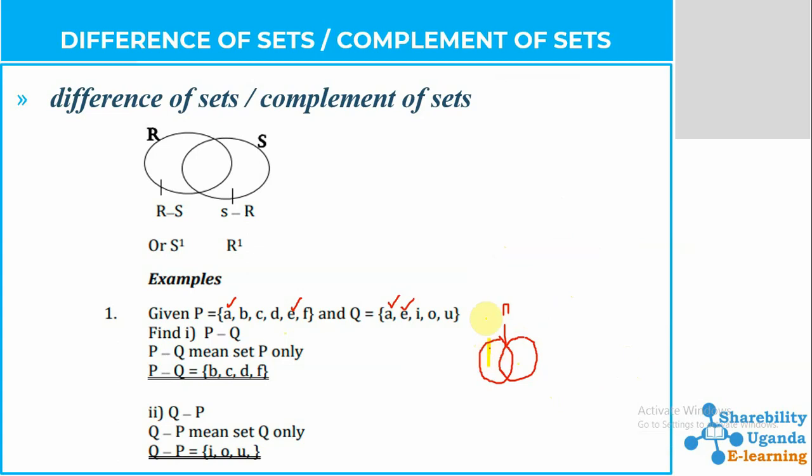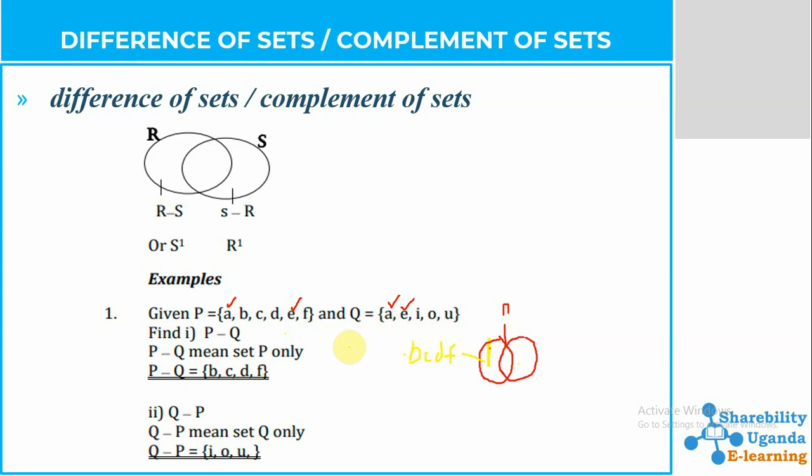So I was meaning that the members which are remaining, we have our B, we have a C, we have a D and F. So these are members that are remaining in our set P. This is how we can identify the members that are in P only. You can see that they were able to write B, C, D and F. They are the members that only belong to P. They don't belong to our set Q.